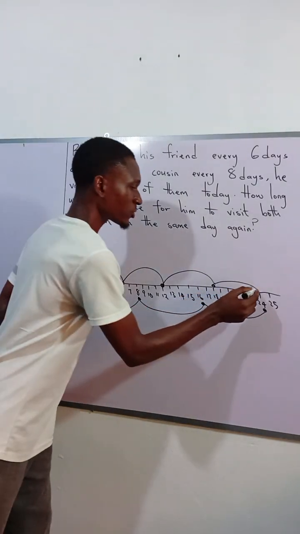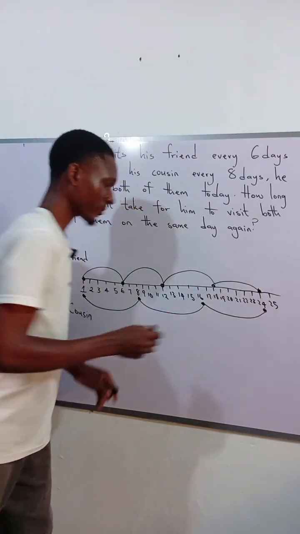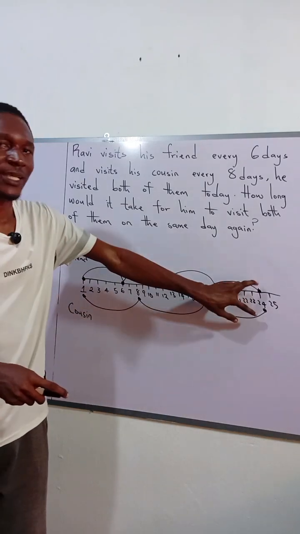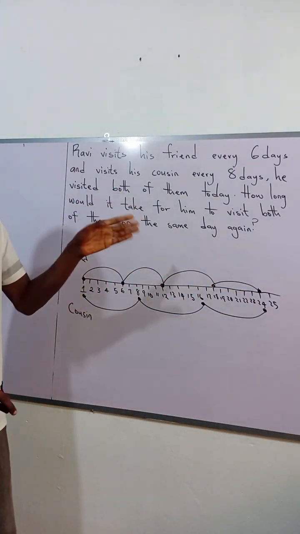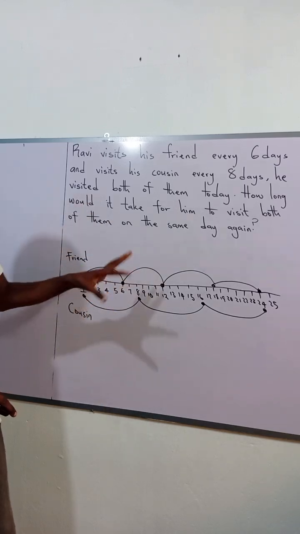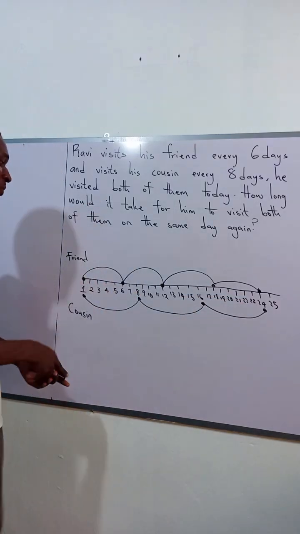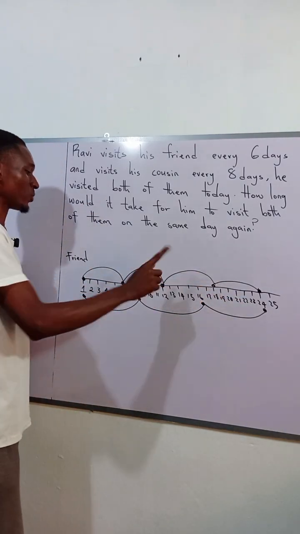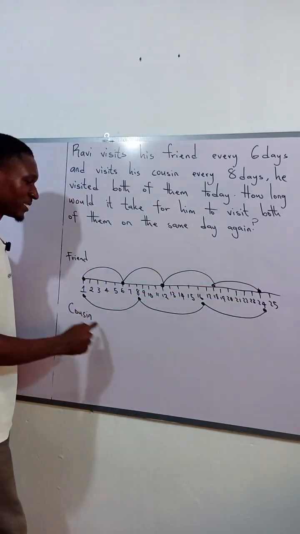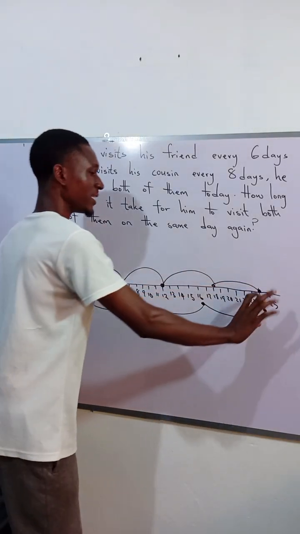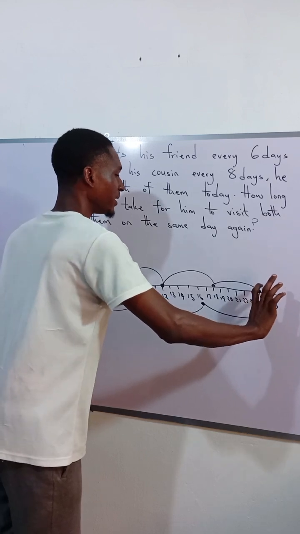Which means it was on the 24th day that he went there the same time. He went to both of their houses in the same day. He saw his friend and his cousin on the 24th day, when the circle was repeating this way. His friend in six days and his cousin in eight days. Then at a point, he has to meet them on the same day today.